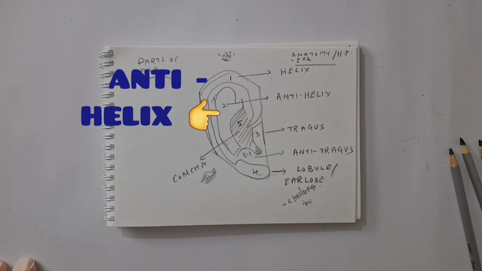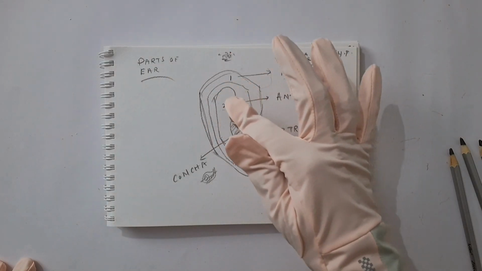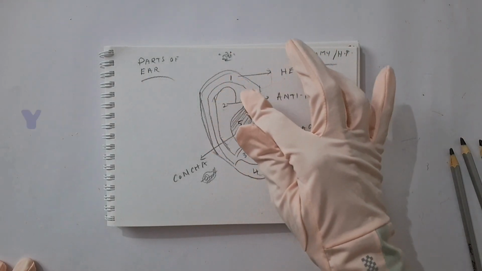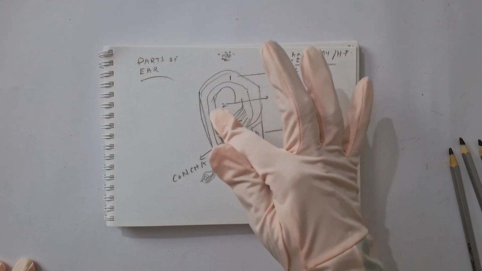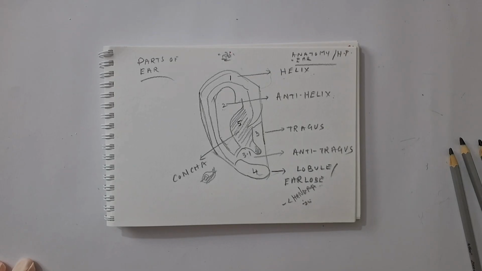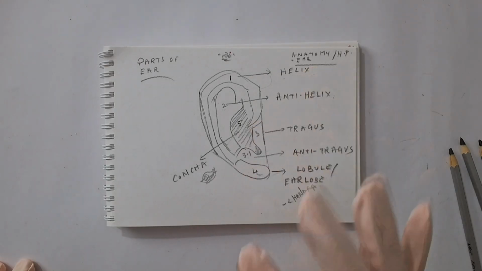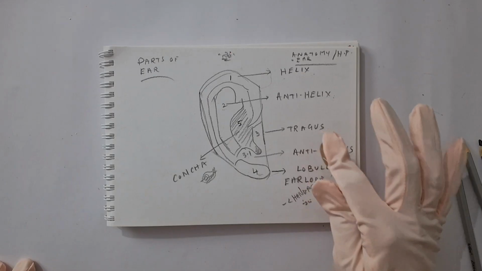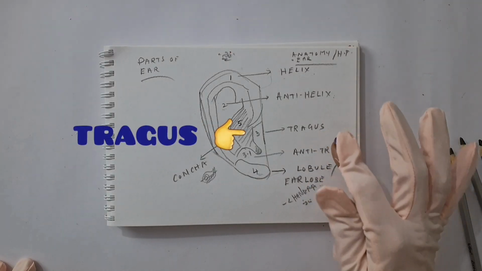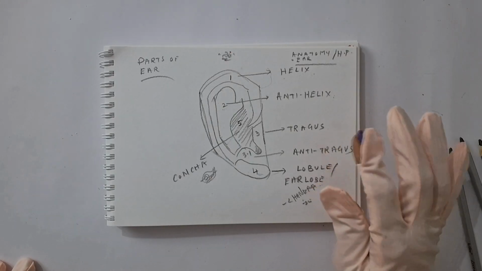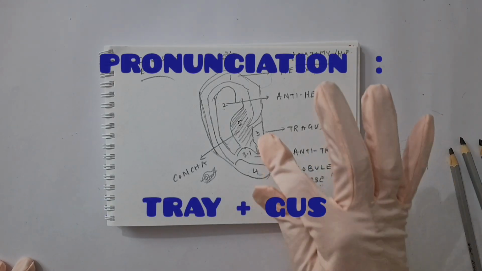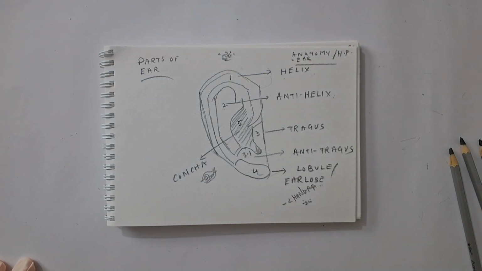Antihelix. Here is the antihelix. It forms a capital Y. The protruding Y shape, which is inside the helix, is the antihelix. Number 3 is tragus, pronounced as tray, like tray, gus like bus, tragus.